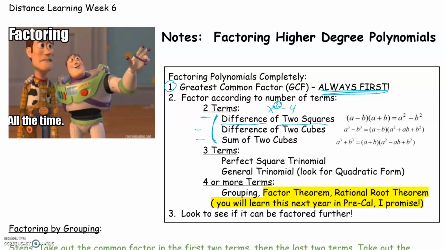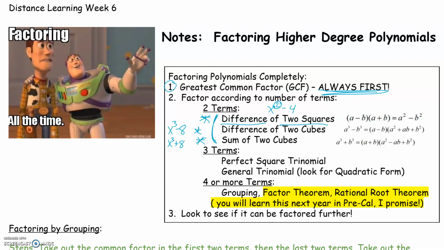The difference of two cubes looks like this: x to the third minus, and remember it's difference, I'm going to put stars so that it doesn't get confusing, minus 8, because 8 is just 2 cubed. So that would be the difference of two cubes. Now, we can have the same polynomial, but instead of a minus sign in between, we would end up with x cubed plus 8, and that would be the sum of two cubes.